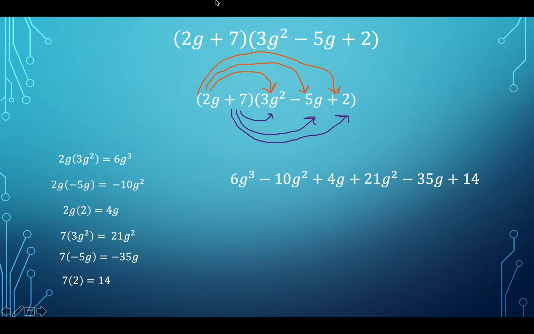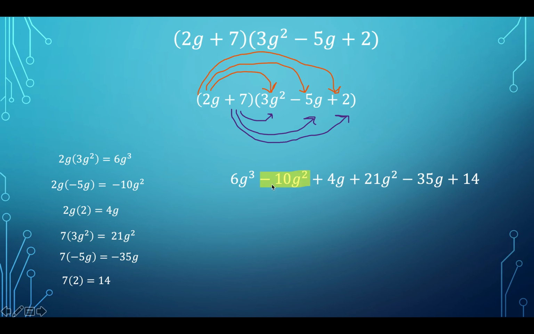The nice thing that happens when the trinomial is in front is that your like terms are going to be right next to each other. When you have the binomial in front, your like terms don't sit next to each other. So now we have to combine what we learned when we did adding and subtracting polynomials and apply it here. You have to look for your like terms and combine them.